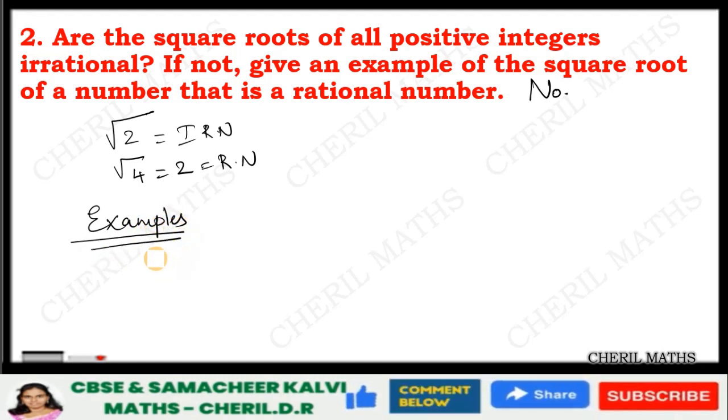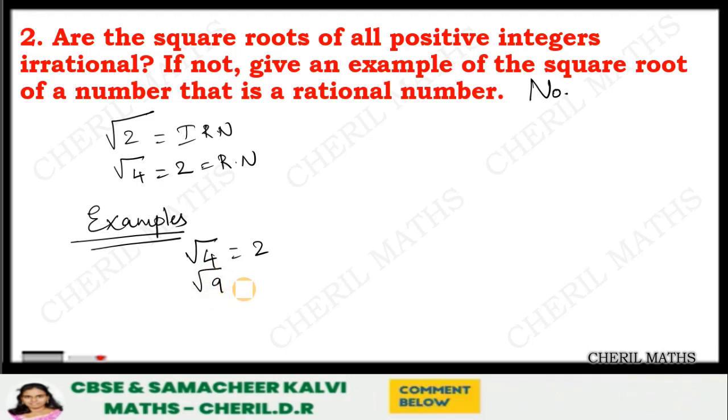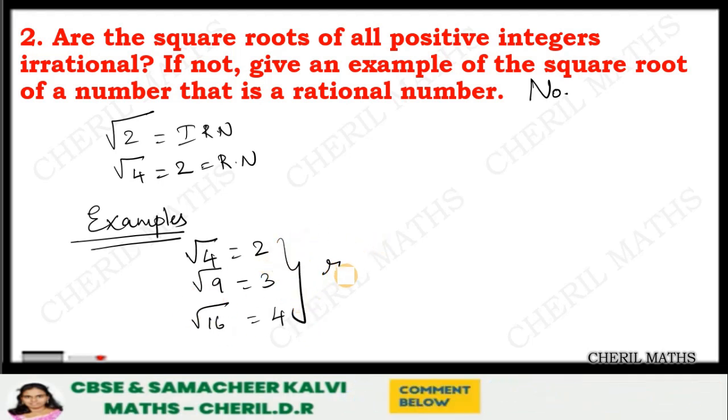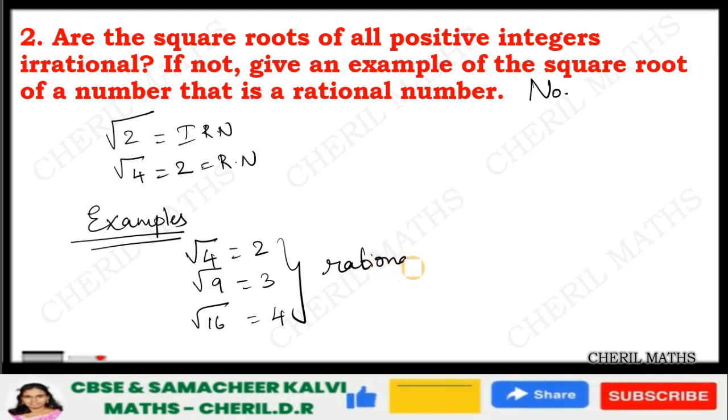Okay, you can take simple numbers, the basic numbers like square root of 4 is what? 2. And then you can take square root of 9, which is going to be 3. You can take square root of 16, which is going to be 4, and so on. You can take any simple number and then write, and you can finalize telling the square roots of all positive integers are not irrational. So the examples are this, because all these numbers are rational numbers. All these numbers are rational numbers, and there are even possibilities of it being an irrational number.